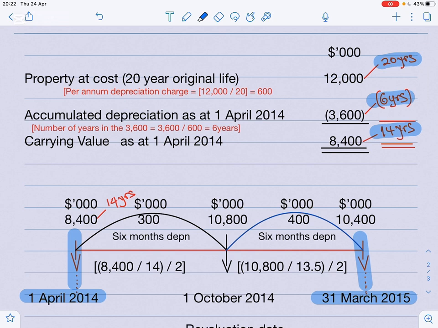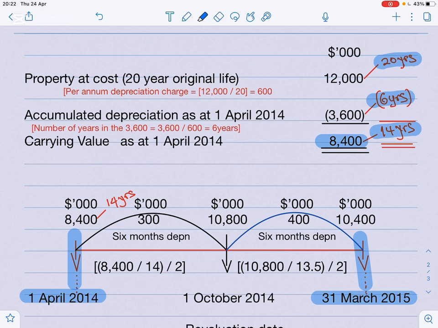So as at 1st April 2014, the remaining balance of this asset, the property, will be this 8.4. So it will be $8.4 million. And the remaining useful life of this asset on the same date, 1st April 2014, will be 14 years. So what we have in terms of the dollar will be 8.4. In terms of useful economic life, it will be 14 years.